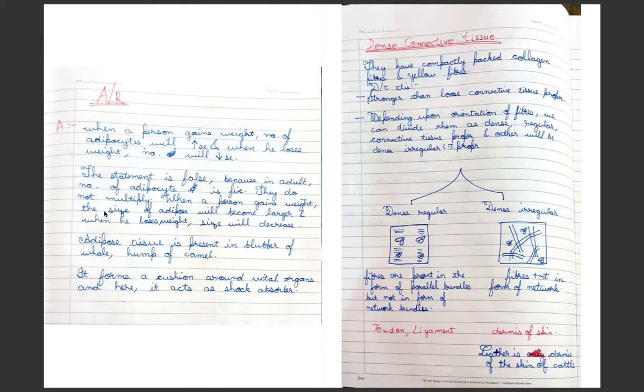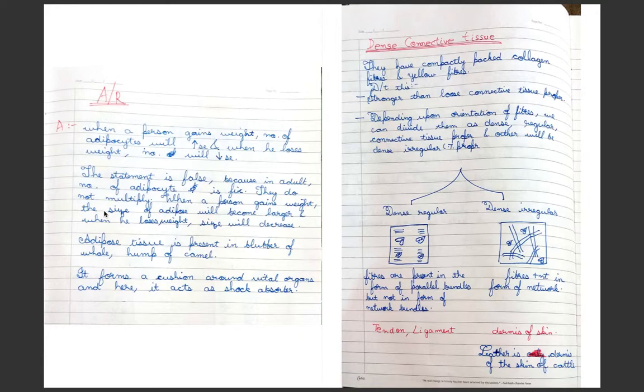When a person gains weight, the number of adipocytes will increase. No, the statement is false because in adults the number of adipocytes is fixed. They do not multiply. When a person gains weight, the size of adipocytes becomes larger, and when he loses weight, the size will decrease. Adipose tissue is present in the hump of camel. It forms a cushion around vital organs, and here it acts as a sort of shock absorber.